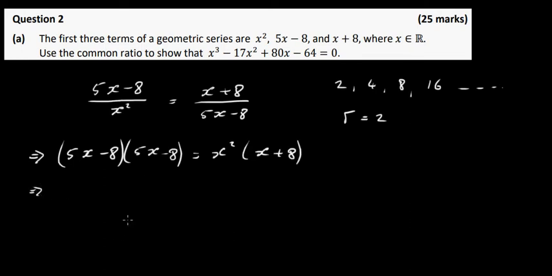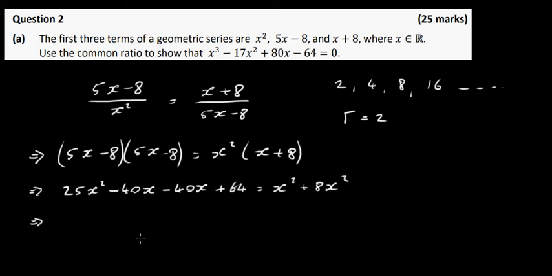So multiply this out then, and you will get 25x squared minus 40x minus 40x and plus 64. On the right hand side, just multiply all this out, we get x cubed plus 8x squared. Now if you bring everything over to one side, you will in fact get this here. We have an x cubed on this side, so let's just leave the 0 on this side. We'll bring all of this over to this side here.